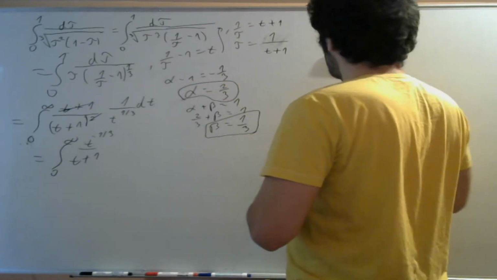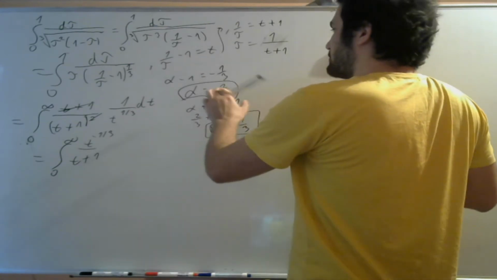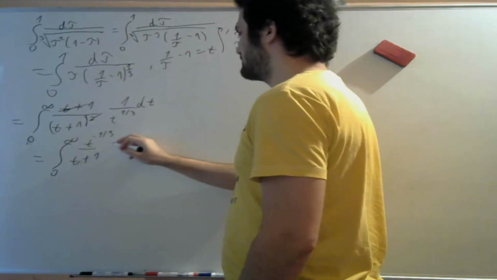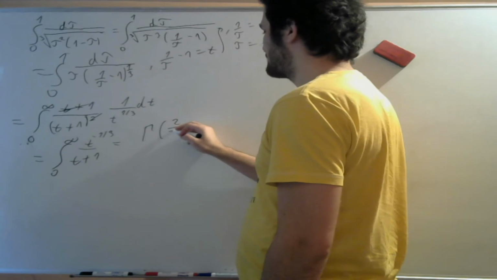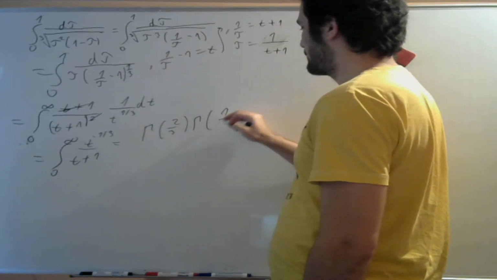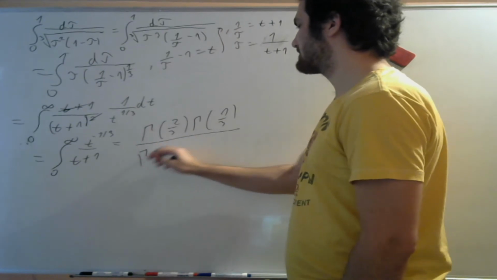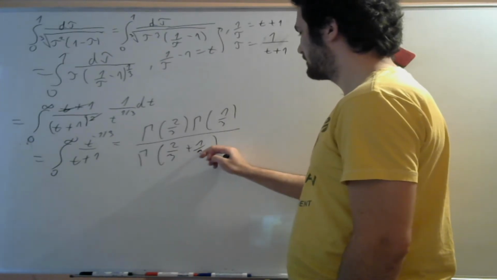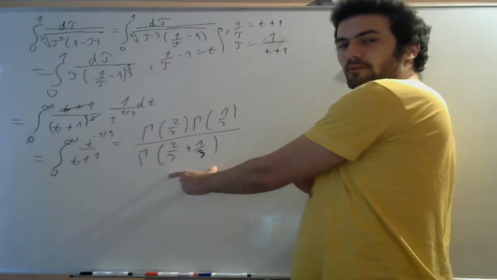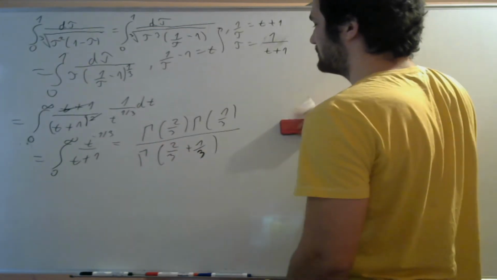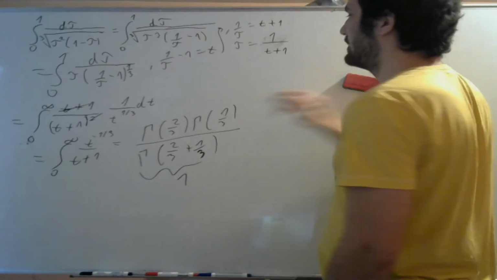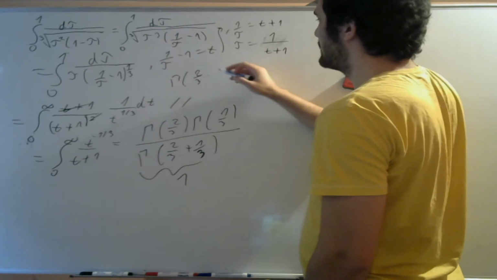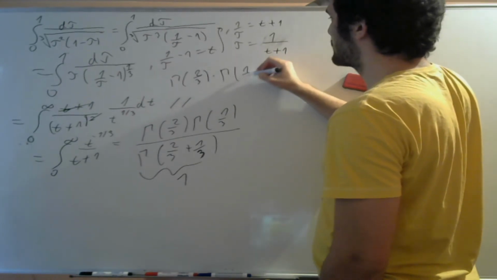Let's see what will happen. Alright, 2/3 and 1 over 3. So this equals gamma of 2/3 times gamma of 1/3 divided by the sum of these two, 2/3 plus 1/3. So this is gamma of 1. Gamma of 1 is 1, so it doesn't matter. So we will have gamma of 2 over 3 times gamma of 1 over 3.